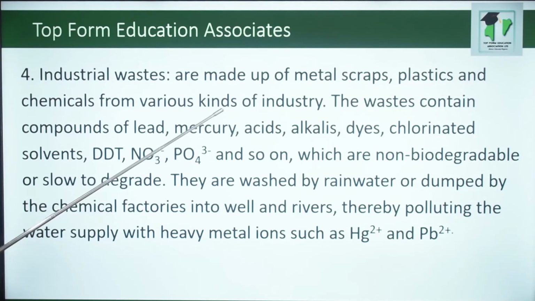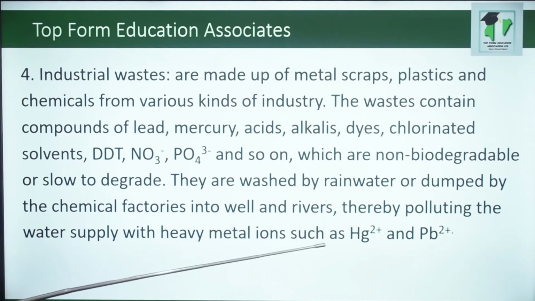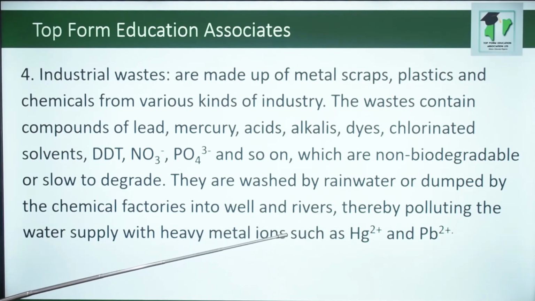Industrial waste. These are made up of metal scraps, plastics, and chemicals from various kinds of industries. These wastes contain compounds of lead, mercury, acids, alkalis, dyes, chlorinated solvents, DDT, nitrate ions, and phosphate ions, and so on. All these chemicals I've mentioned and these wastes are non-biodegradable, or some are slow to degrade. They can be washed by rainwater or dumped by the chemical factories into wells and rivers, thereby polluting the water supply with heavy metal ions such as mercury and lead, which are poisonous to fish and other aquatic organisms.